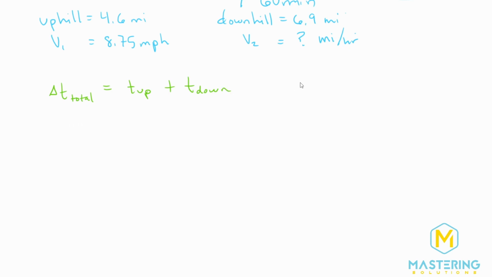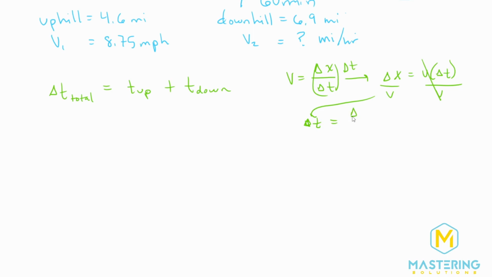So now we can use the velocity equation. Velocity obviously is a change in distance over a change in time. And then if we rearrange this, we'll move time over by multiplying both sides. That'll give us delta x is equal to v times t. And then we'll isolate t now by dividing by v. So delta t is equal to delta x divided by the velocity.